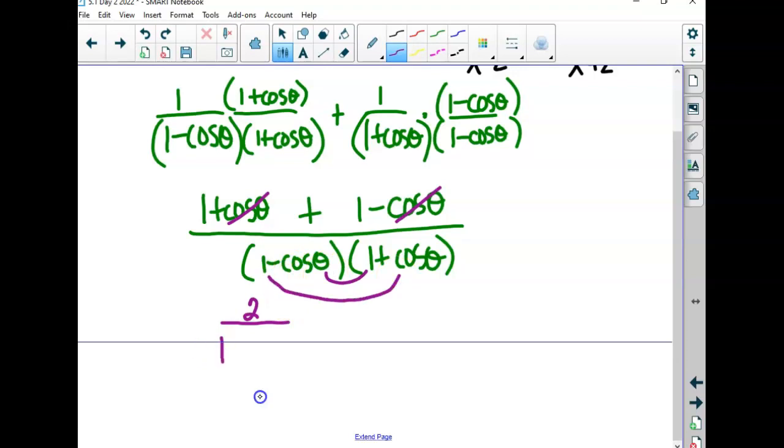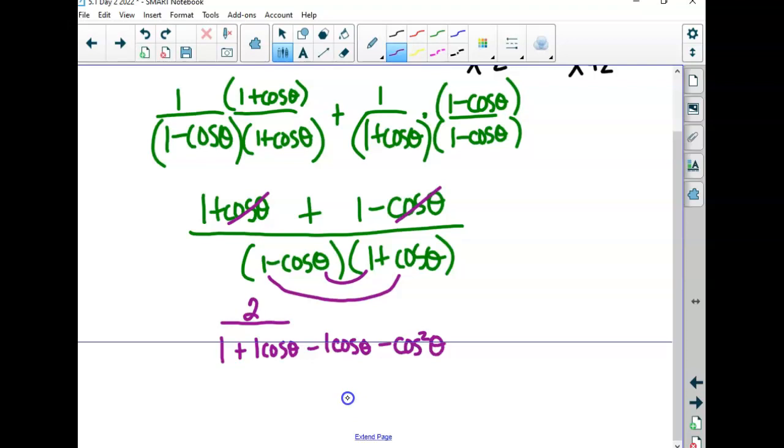1 times 1 is 1. But here we get a plus 1 cosine. And if you don't write this, that's okay, if you can skip that step in your head. This one is a minus 1 cosine. And then what's a minus cosine times a plus cosine?